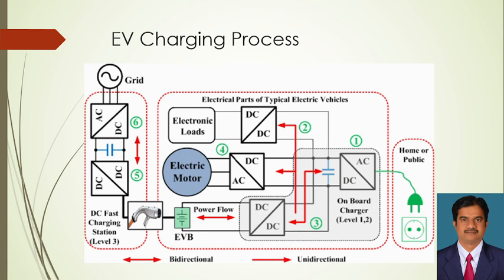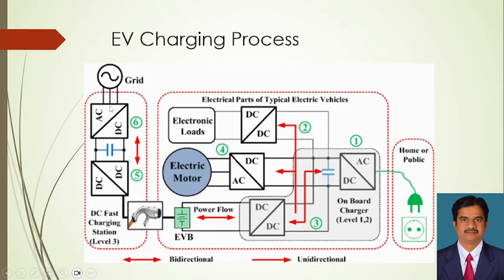Look at the main components used in EV charging, whether it is AC charging or DC charging. Later we will discuss the types of charging. For now, just look at the components in the charging process. See the EV charging process: first, the grid, where we get the AC supply.